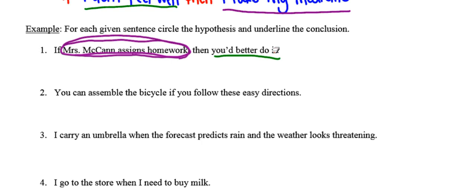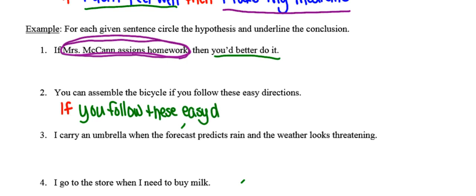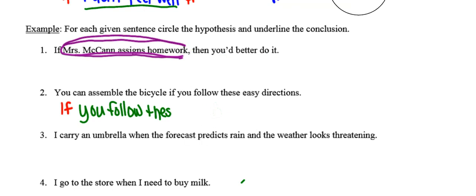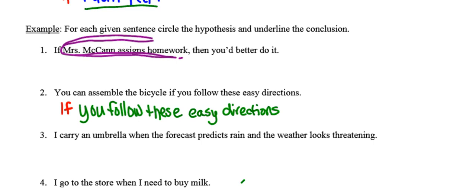Number two says you can assemble the bicycle if you follow these easy directions. I think it's easier to identify hypotheses and conclusions if you rewrite these in if-then form. So I'm going to say if you follow these easy directions, so my hypothesis is you follow these easy directions. My connector is a then. You can assemble the bike.